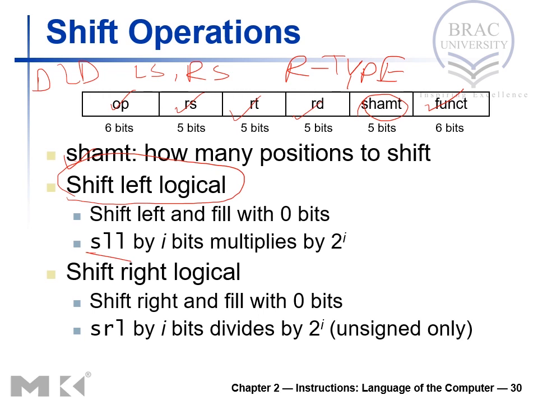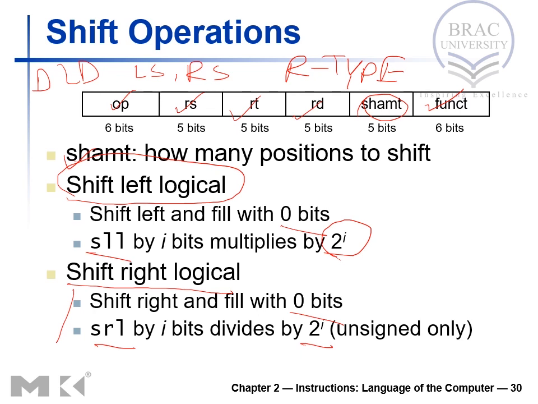So SLL by i bits multiplies by 2 to the power i. We already have seen this operation. And SRL is shift right logical. Why this is logical, I'll be explaining very soon, but for the time being, let's understand that this is a right shift which fills with 0. Again, like left shift, this one also fills the empty cells with 0, and SRL or shift right logical is like dividing by 2 to the power i.